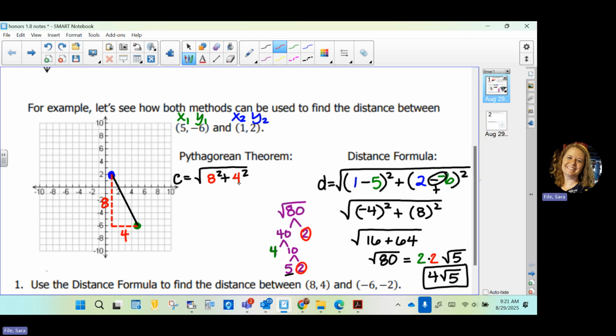Does that make sense? Now I should end up with the same thing, 8 squared. Isn't that what I did right over here? Let's see. Let me get my highlighter.